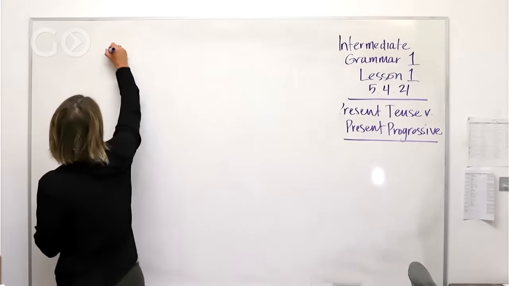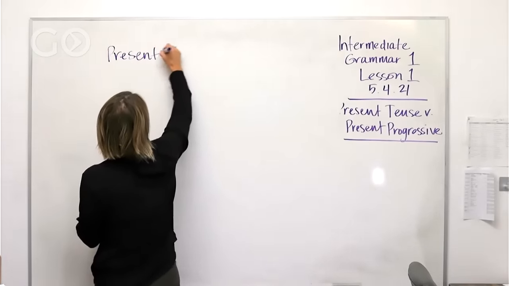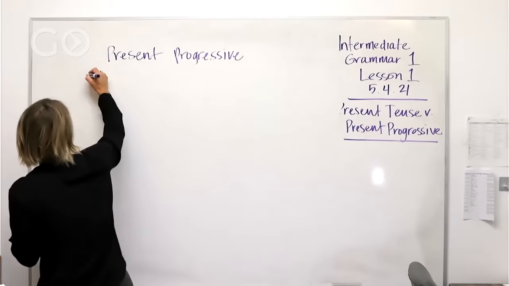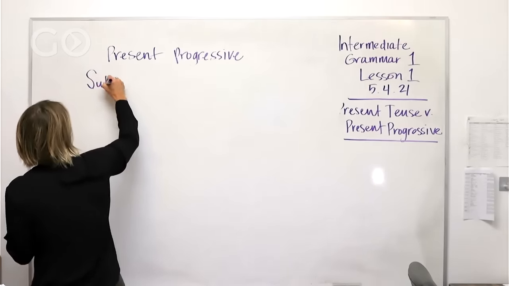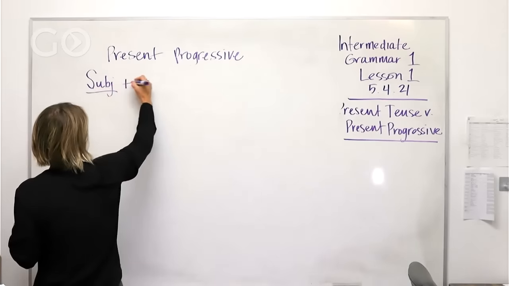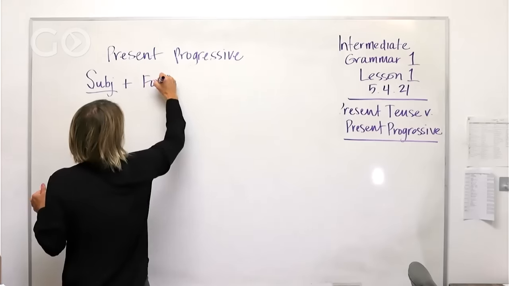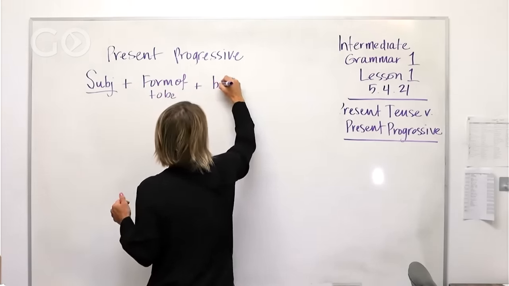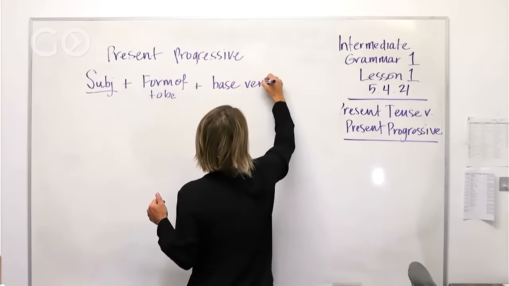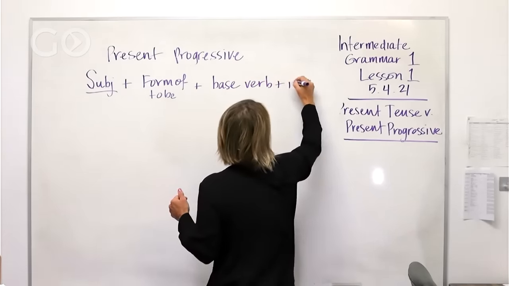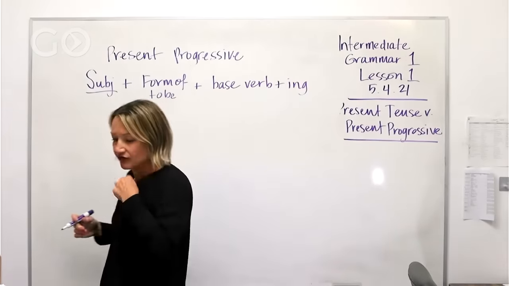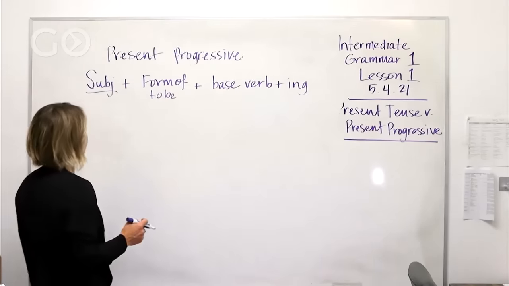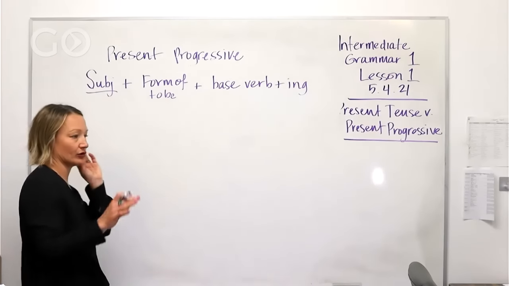So let's look at the present progressive and how we form this, okay? The present progressive. So here's our formula. We've got a subject, I'm just abbreviating that. We've got the form of to be, okay? Now we've got the base verb, and we add onto this -ing. So there's kind of four main parts, okay?